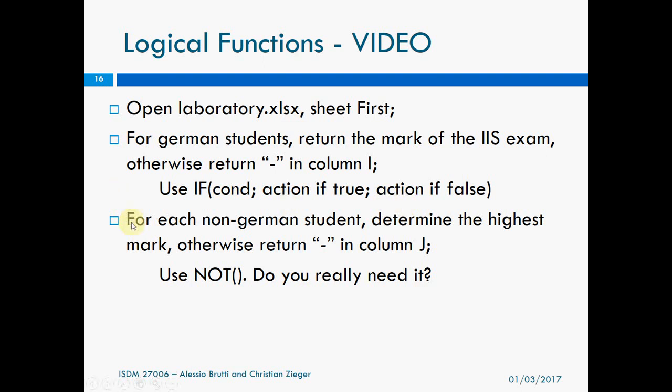Second point of the exercise: for each non-German student, you have to determine the highest mark, otherwise return the minus sign in column J. You have to use the not function, and here there is this question: do you really need it? It is possible to solve the exercise without using the not function, so you can think about another possible solution to produce the same result without it.